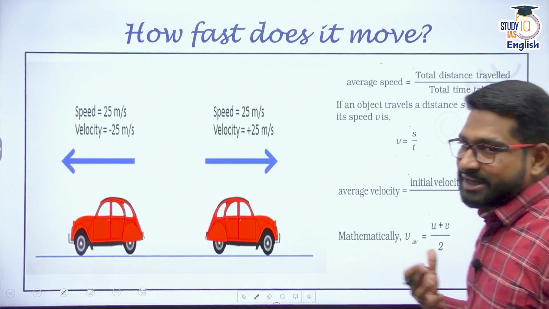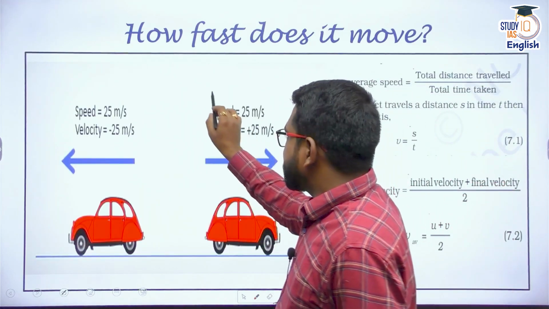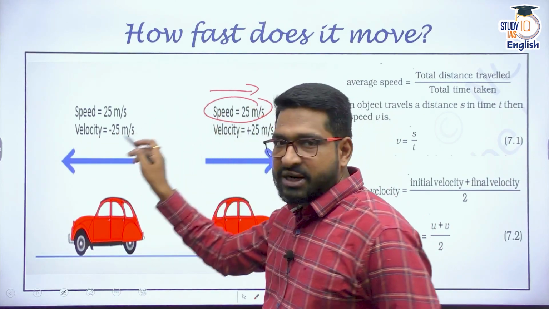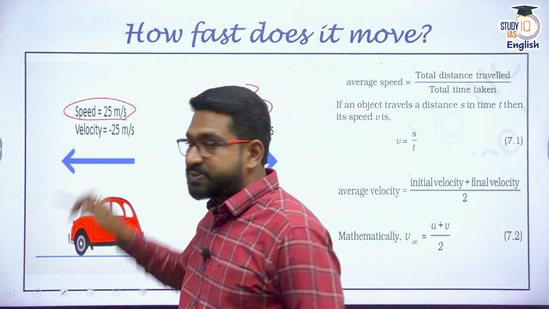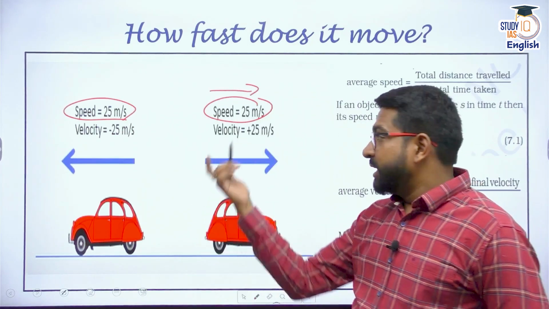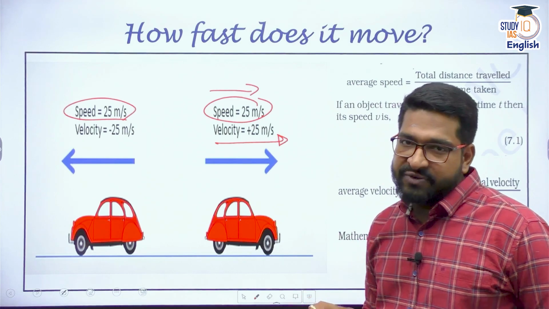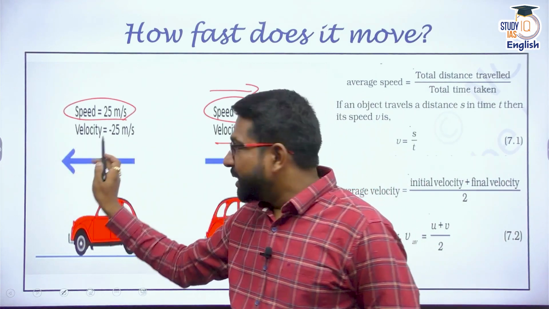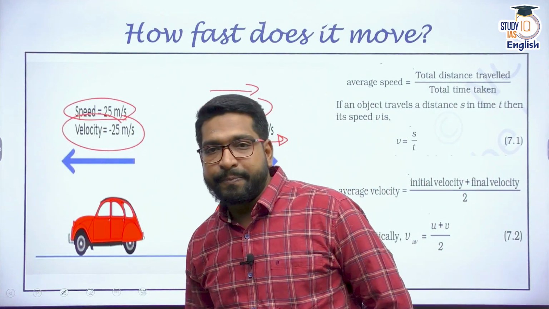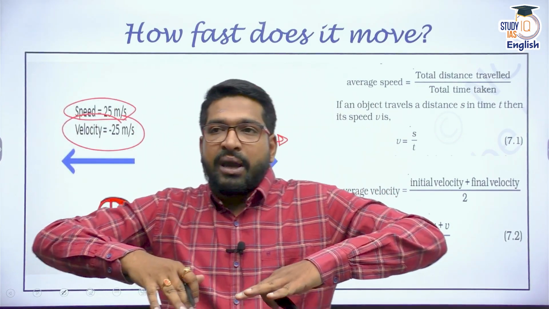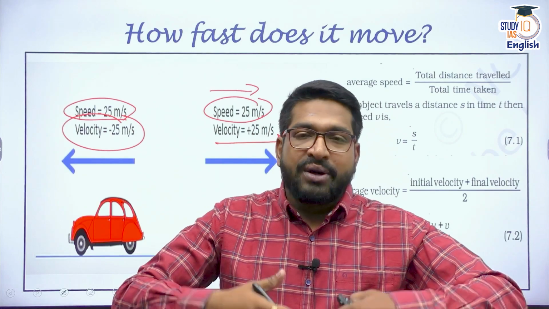What does this signify? Speed in any direction would be same. Say for instance, if the speed in one direction is 25 meters per second, speed in the other direction would also be 25 meters per second. But velocity has a direction. If this is the positive direction, positive velocity plus 25 meters per second, then this would be negative velocity. And say imagine I reach from my home to my office by traveling on a cycle, right?